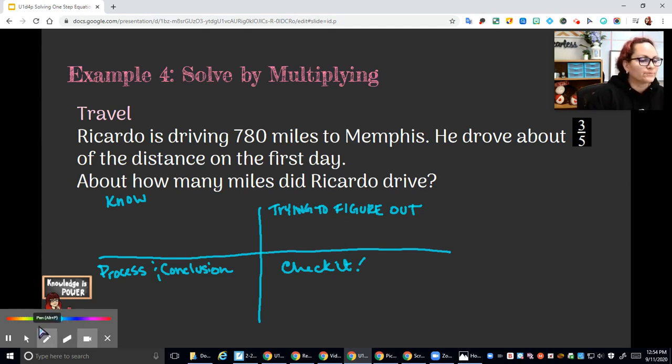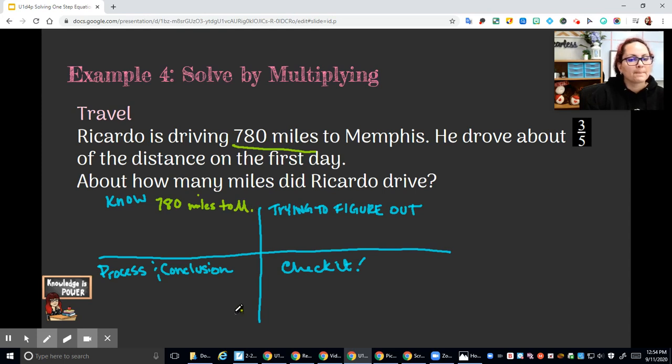Okay, so start off with what we know. Numbers are usually a good indication. We got 780 miles to Memphis. Got it. 780 miles to the big M. Okay, he drove about 3/4 of the distance on the first day. So here's the entire, like here's San Antonio, SA. And I don't really know if it's this many miles to Memphis. I doubt it, but I'm just doing it for perspective. San Antonio to Memphis, okay?